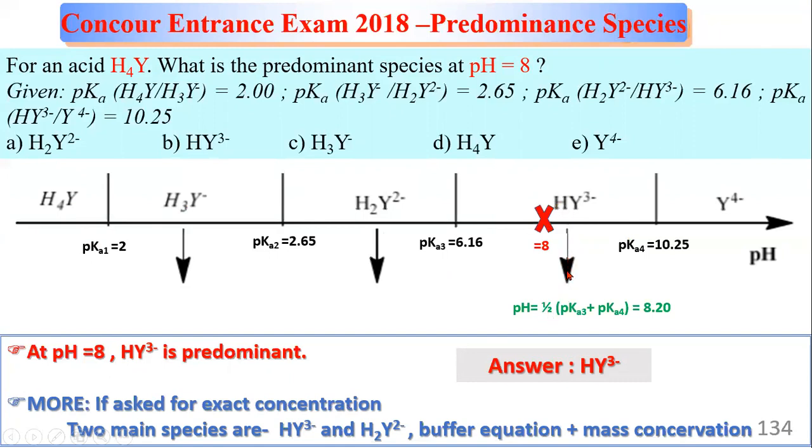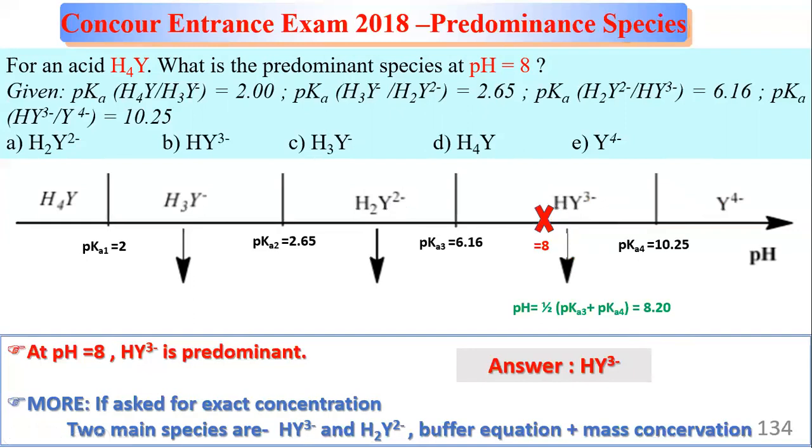And since I'm here, automatically look at my pKa3 plus pKa4. It really helped me to recognize that in that region the pH equals 8.2. So this pH where I only have HY3 minus is 8.2. And so if I'm close to 8, where am I? Am I in the buffer region between HY3 minus and Y4 minus, or am I in the buffer region between HY3 minus and H2Y2 minus?